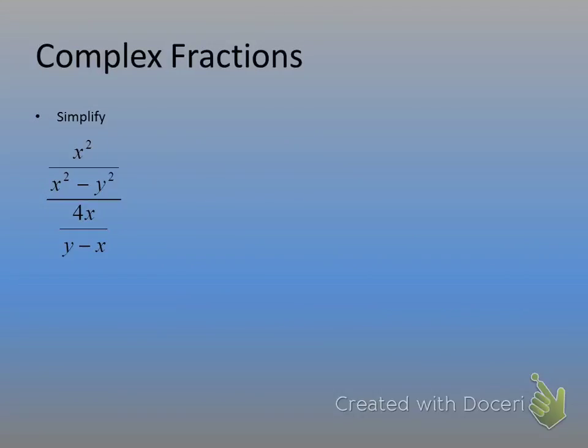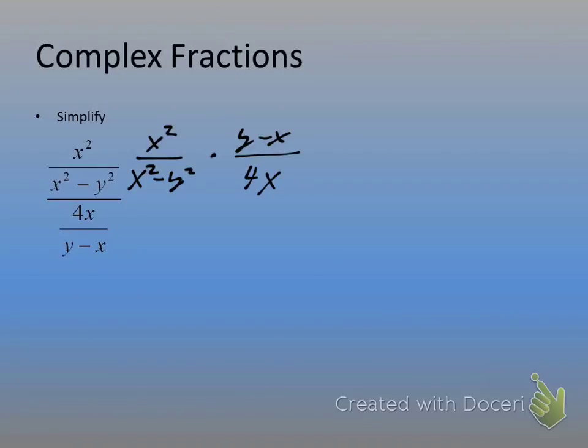All right, now you can move these into a problem like this. I'm going to work this one out fairly quickly for you guys, just to kind of refresh on things. Okay, so we have x squared over x squared minus y squared, and from there, if you want to, you can kind of flip it in your head. So take the bottom fraction and flip it. That way you don't have to write the division step. So times y minus x over 4x.